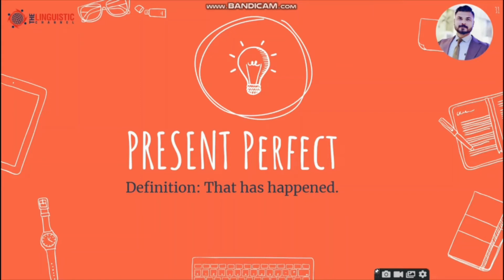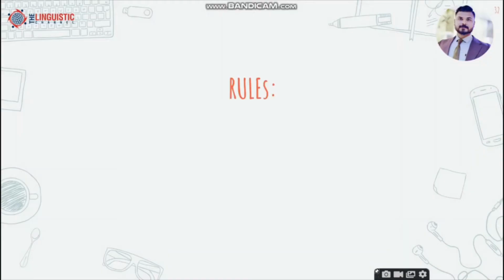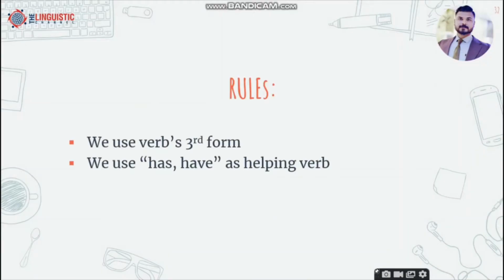Either it's past perfect, present perfect, or future perfect. Let's go for some rules. As I've already told you, we use verb third form, and the helping verbs are has and have. We use the helping verbs as has and have.